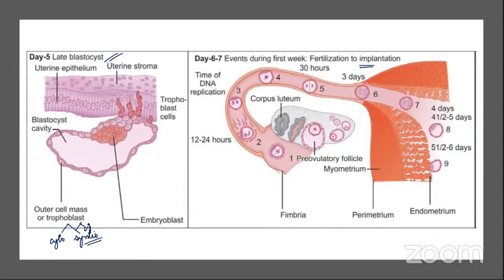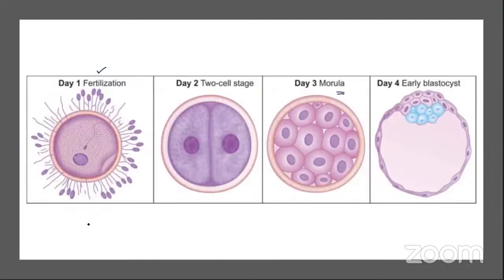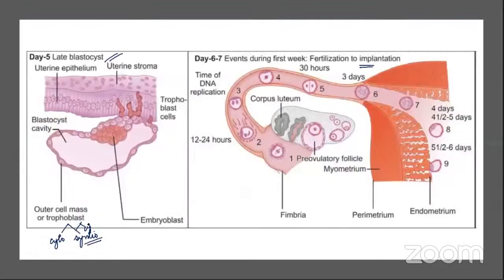So this is about the first week. Let me tell you once again. First day, fertilization. Day 2, embryo with 2-cell stage. Day 3, formation of morula. Day 4, early stage of blastocyst. Day 5, late stage of blastocyst. And days 6 and 7, implantation is taking place.